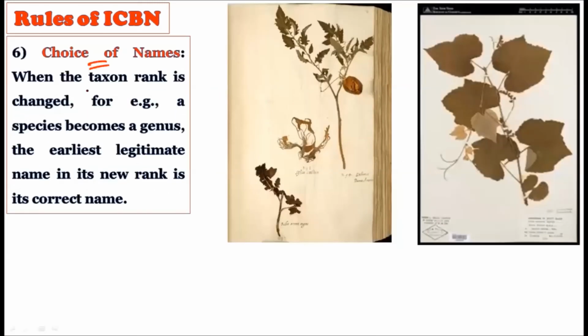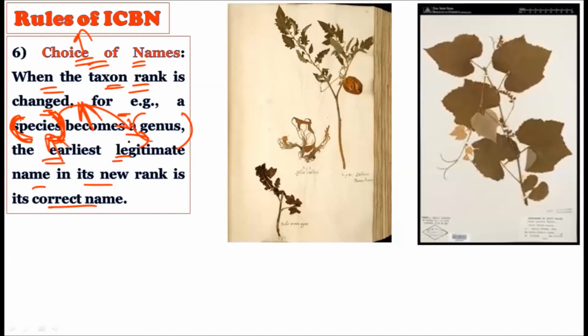See the choice of the name. Under the rules of the ICBN, we have the choice of the name, that is, which kind of name should be given. When the taxon rank is changed, for example, the species becomes a genus, sometimes this happens, the earliest legitimate name in its new rank is the correct name. So whatever the earliest name given to the species, that name should be used as the genus name. We should use the earliest legitimate name given to this new rank, and that will be considered the correct name.